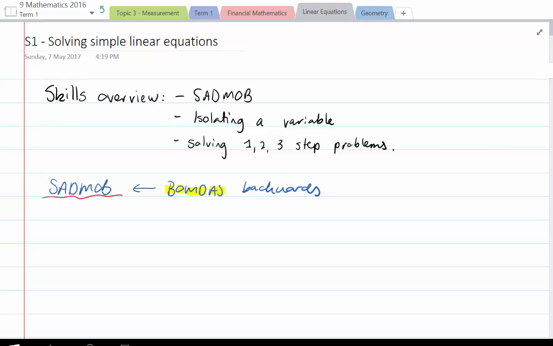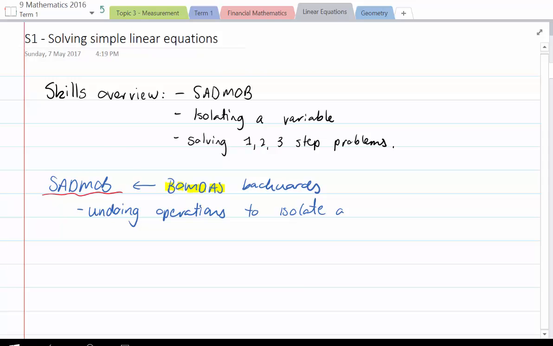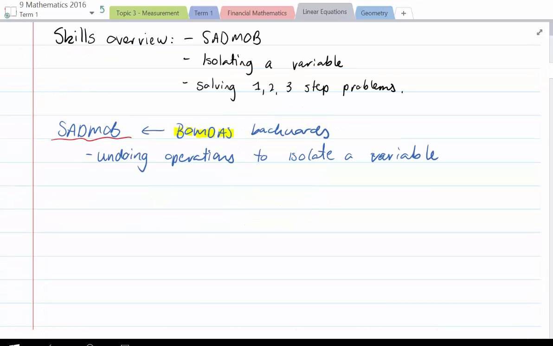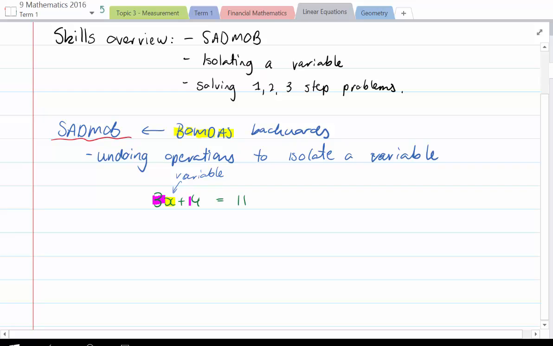Now, when we solve an equation, what we're actually looking at is undoing operations to isolate a variable. So what we really mean, we'll write an equation. Let's say we've got 3x plus 4 is equal to 11. So we're trying to undo operations, get rid of additions or subtractions or multipliers and divides in order to get this little fella, the variable, on his own. So that's our goal. This is our variable, and everything else is in our way.